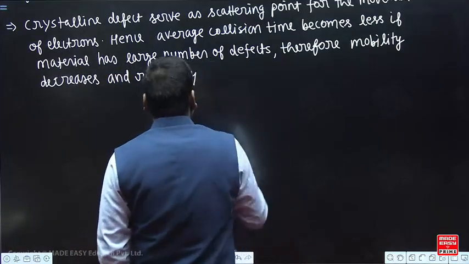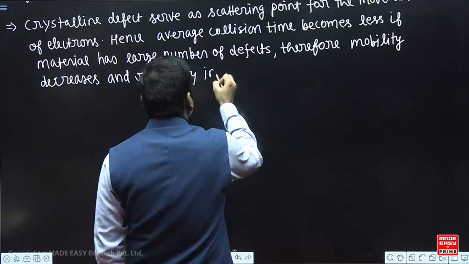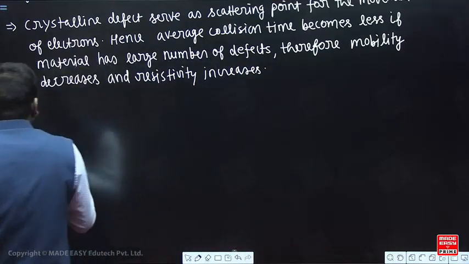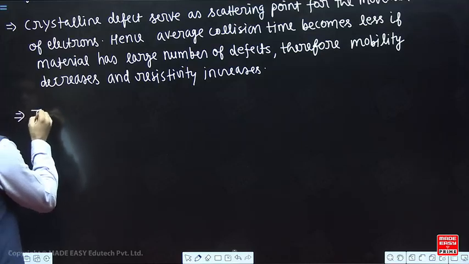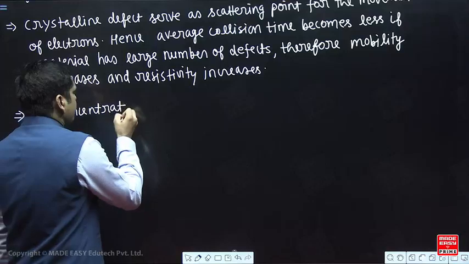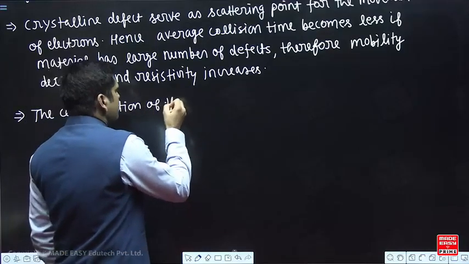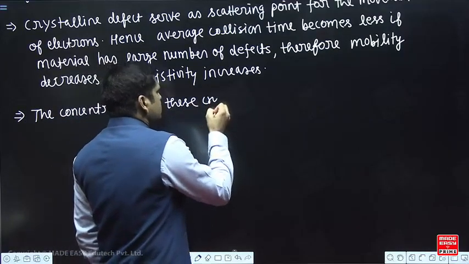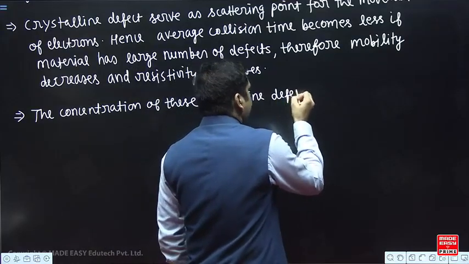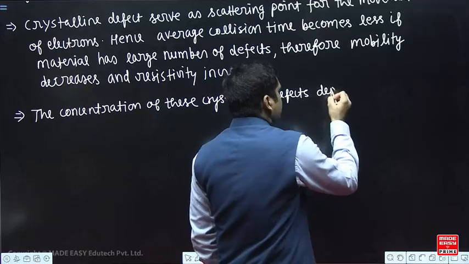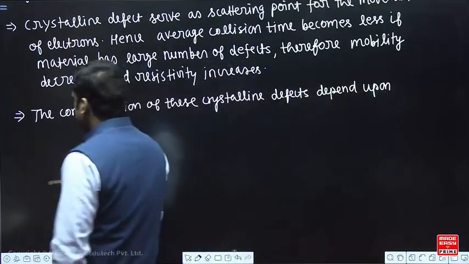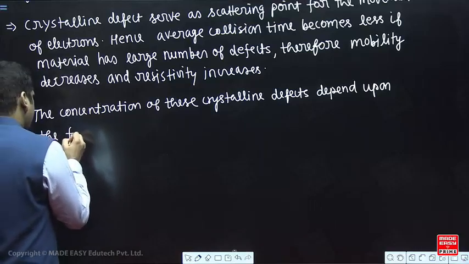Mobility decreases and resistivity increases. The concentration of these crystalline defects depends upon the following factors.